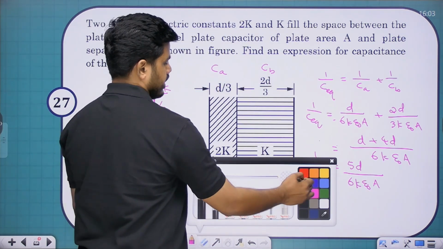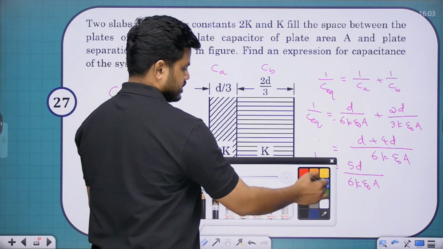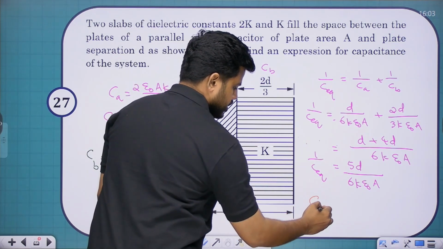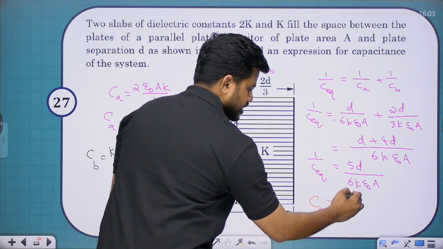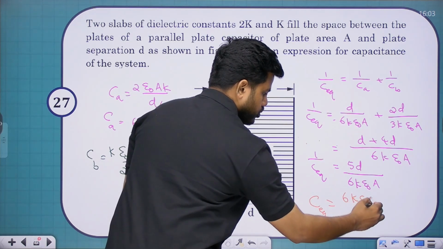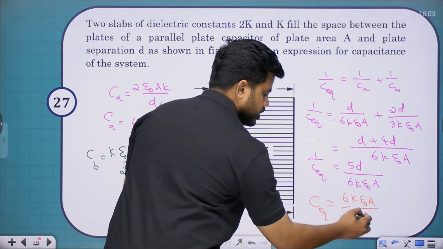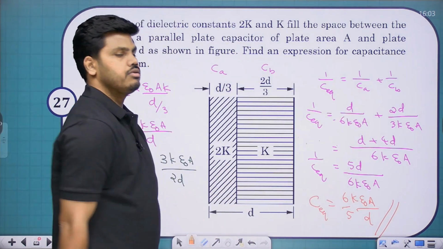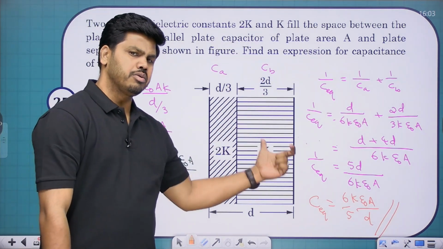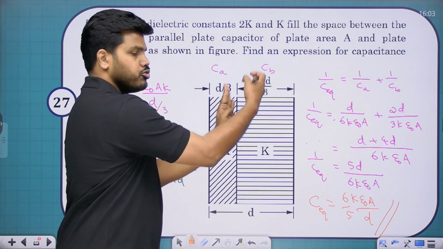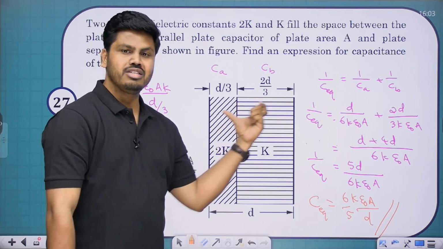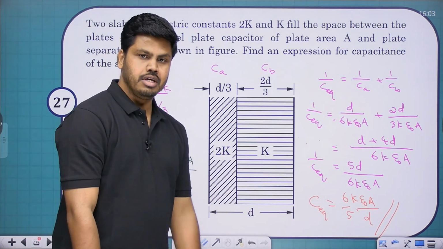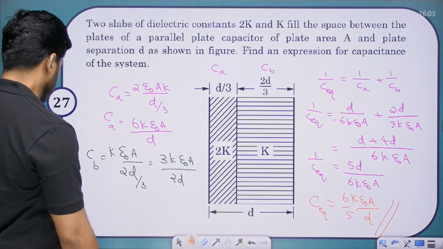So what is your final answer? The expression for capacitance of this capacitor, C equivalent, is the reciprocal, 6 times K epsilon 0 A by 5D, right? That is the final answer. So we have done a similar question before. At that time it was D by 2, D by 2, right? Now it is parted in different ways. Still we have the same procedure and we got the final answer.